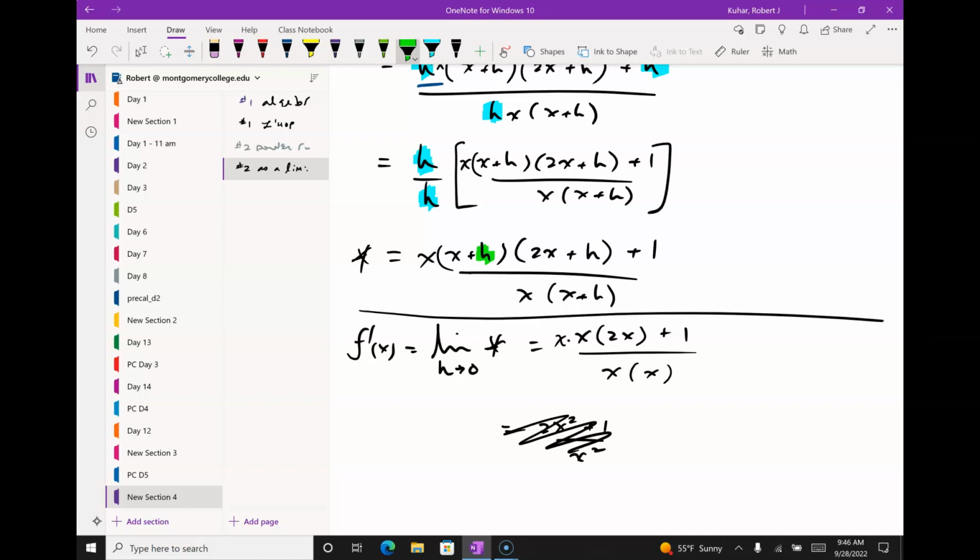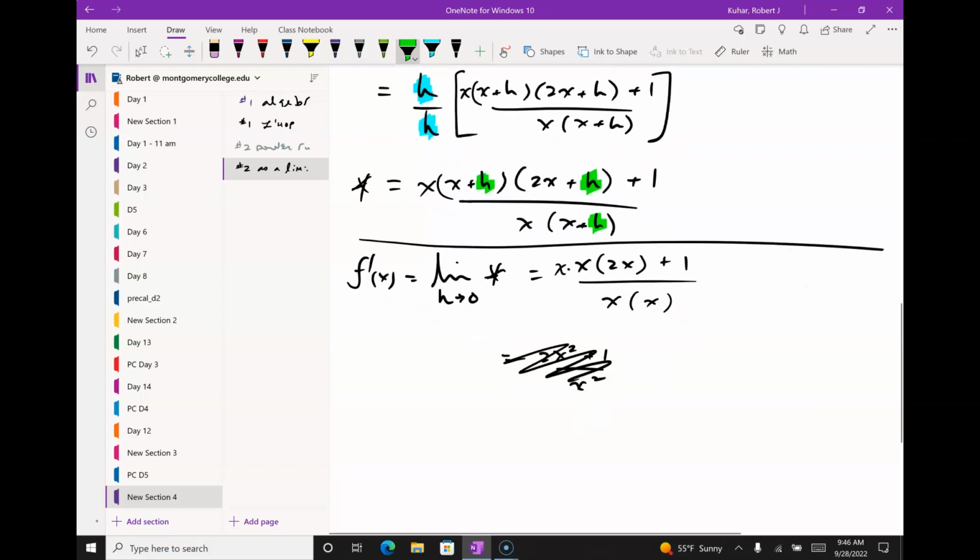This h is 0 now, so that's just an x. This h is 0, so that's just a 2x. This h is 0, so that's an x times x downstairs. So what do I have now here? I've got 2x cubed. Yep. Plus 1 over x squared, same as my power rule.